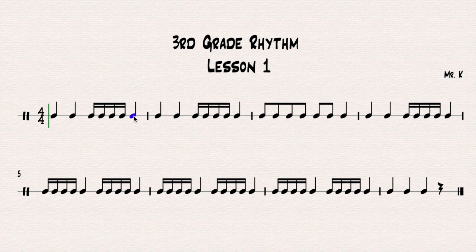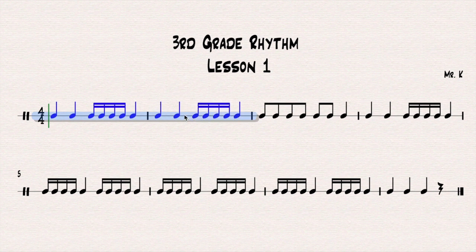So let's count this first measure. It's going to go like this. 1, 2, 3 E and a 4. Let's try that together. Ready? Go. 1, 2, 3 E and a 4. Ready? Again. 1, 2, 3 E and a 4. Nice job. Now you'll notice that the first 2 measures are exactly the same.